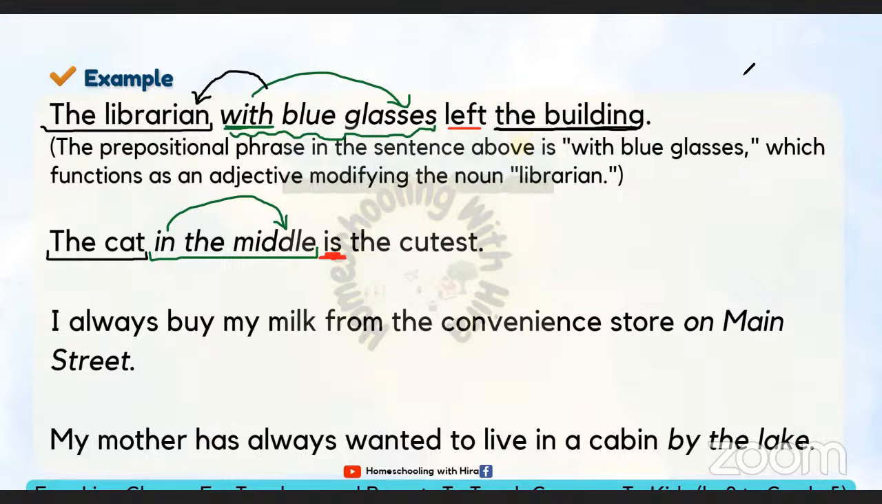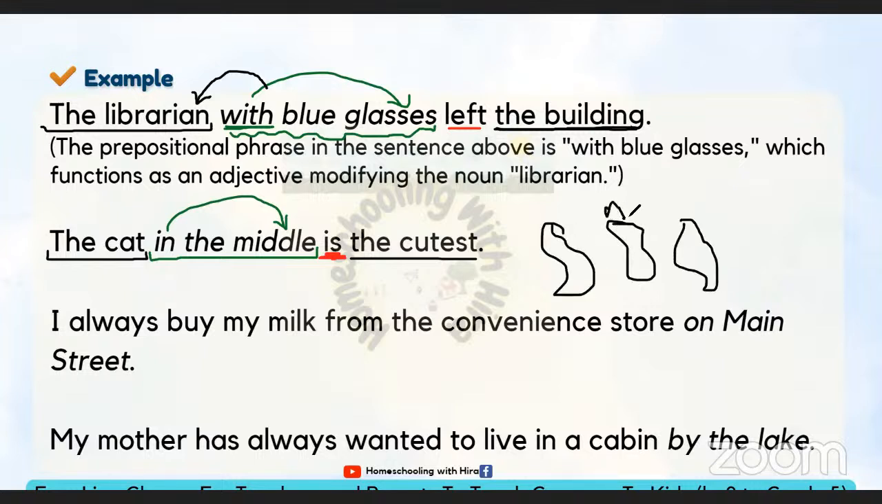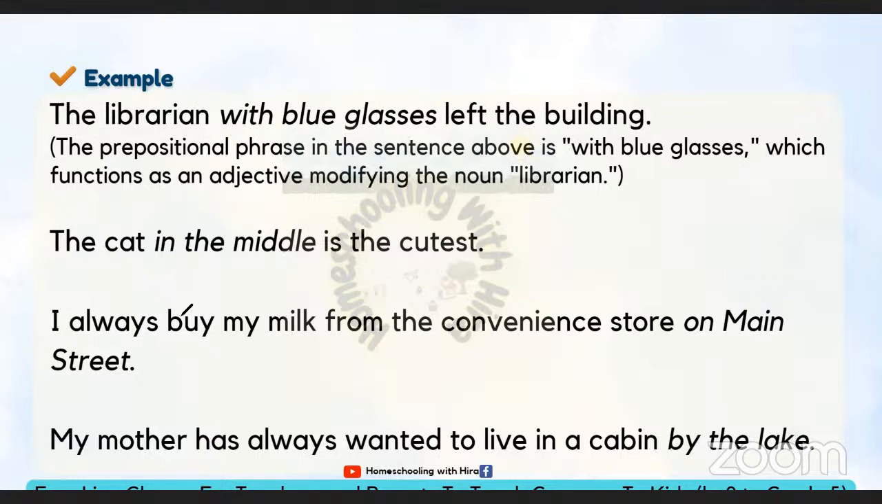Which color is this? The cutest. So the cat in the middle, we are talking about the cat which is in the middle, identifying the cat with the help of a preposition, okay, is the cutest, right? Let's move on to the next one. Oh, sorry, I just deleted it. I always buy milk from the convenience store on Main Street.